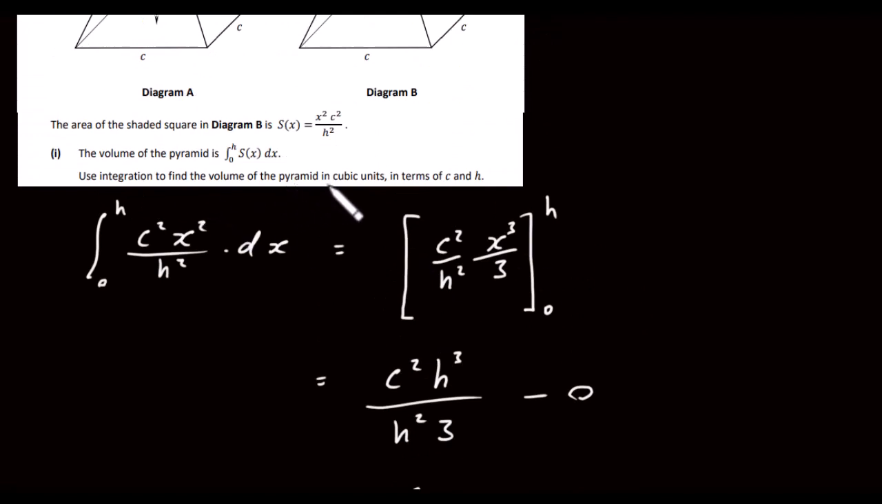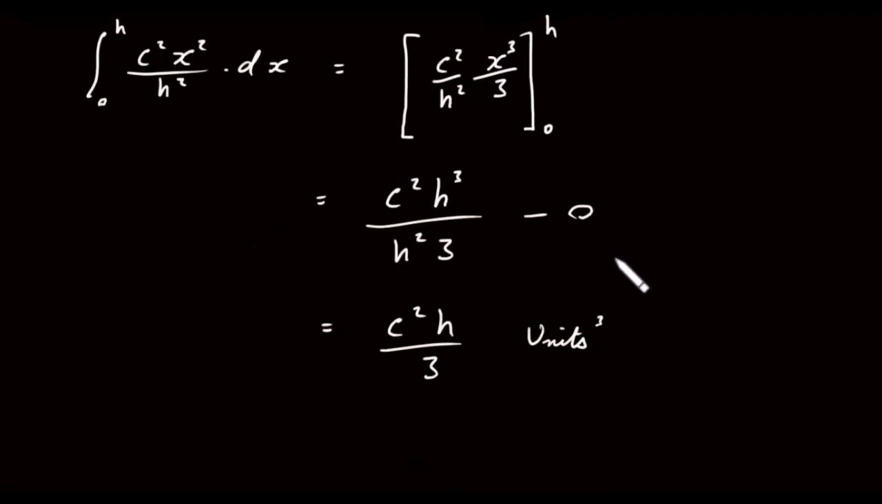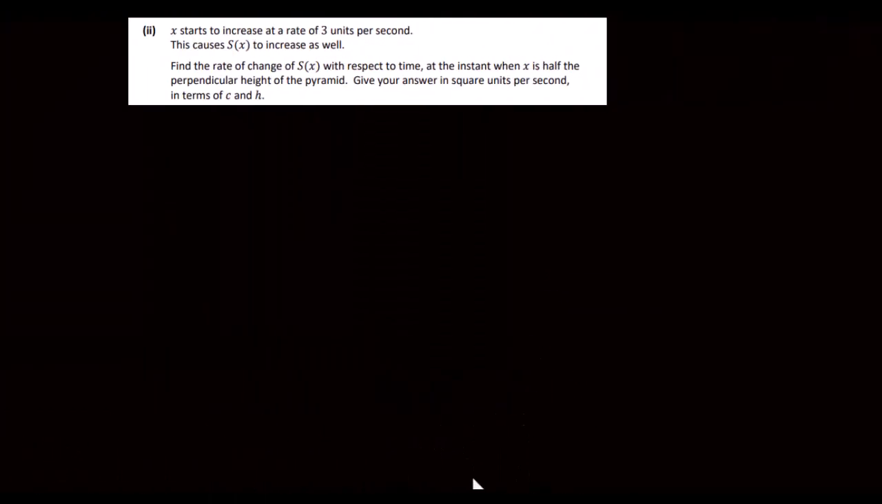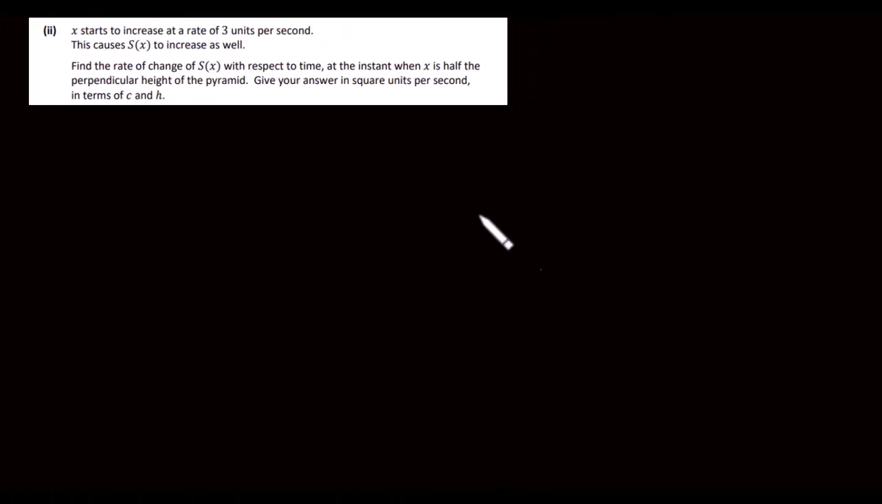Use integration to find the volume of the pyramid in cubic units in terms of c and h. Yep, that's fine. Okay, so let's have a look at the next question then. I think it is over here. So x starts to increase at a rate of 3 units per second. X starts, so that means dx/dt is equal to 3 units per second. This causes s of x to increase as well. That's the area of that shaded square. So in other words, as the square moves down the pyramid, the area of the square is going to increase. Find the rate of change of s of x.